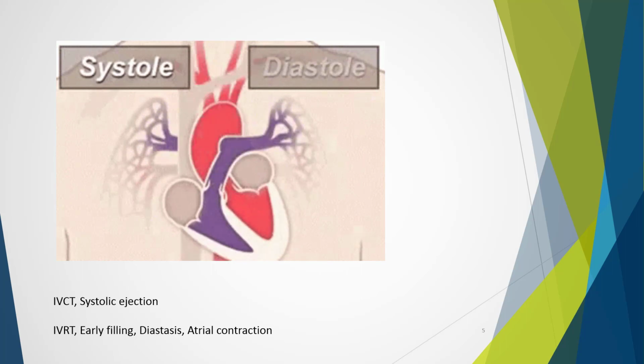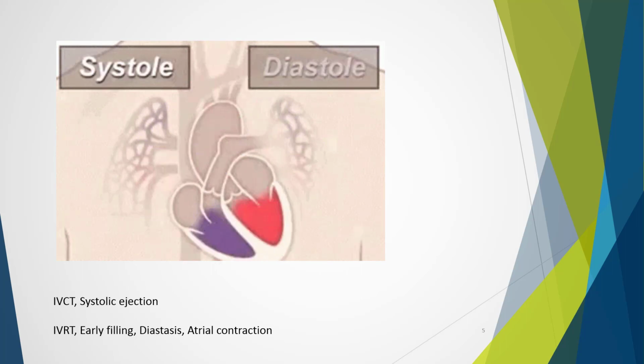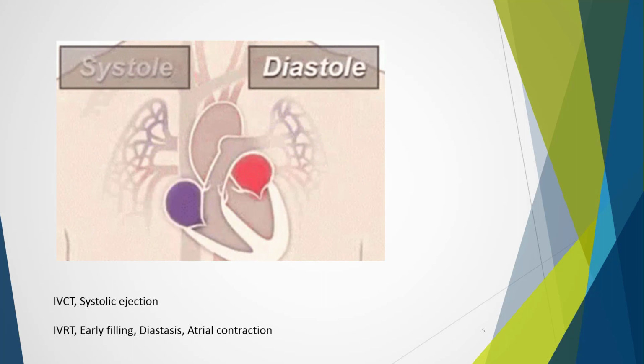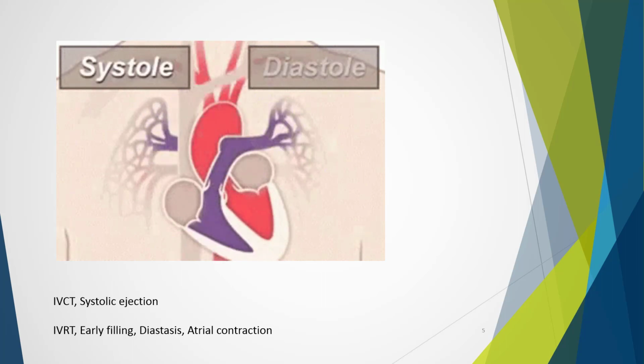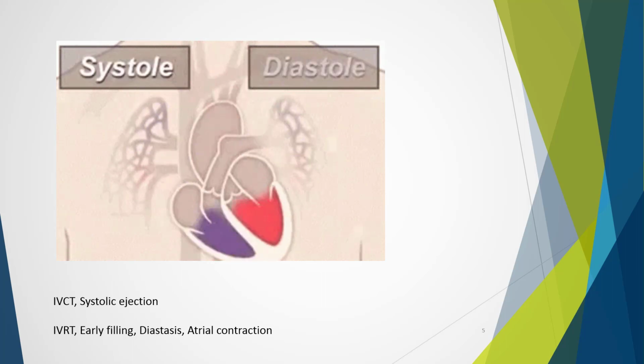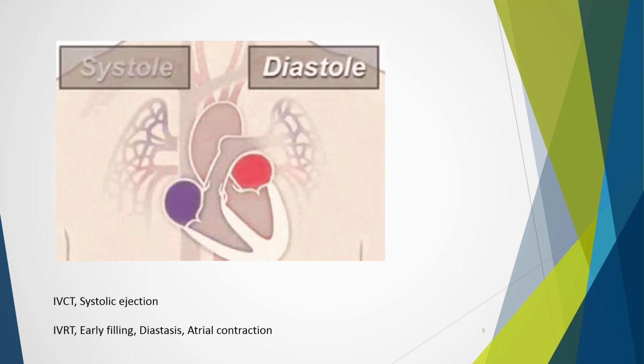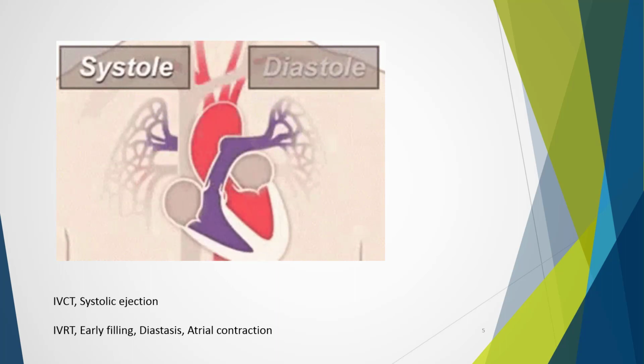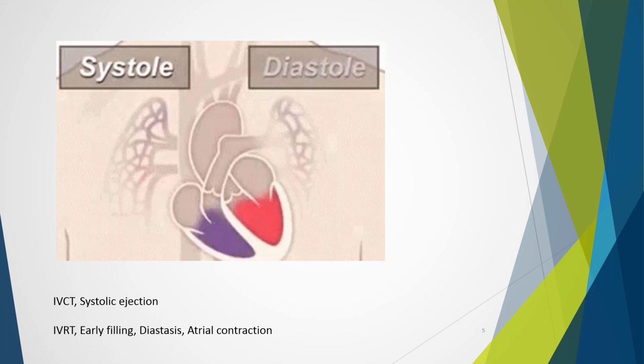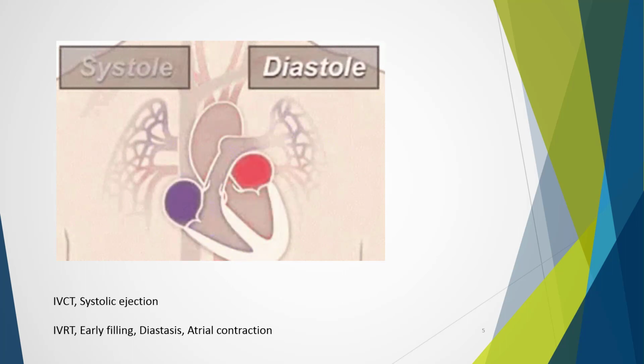pressures equalize. Atrial contraction, which corresponds with the P wave on an ECG, pushes a little bit more blood into the ventricle. Consider blowing up a balloon until it's full and the surface is taut. The atrial contraction is like giving just a final little breath.